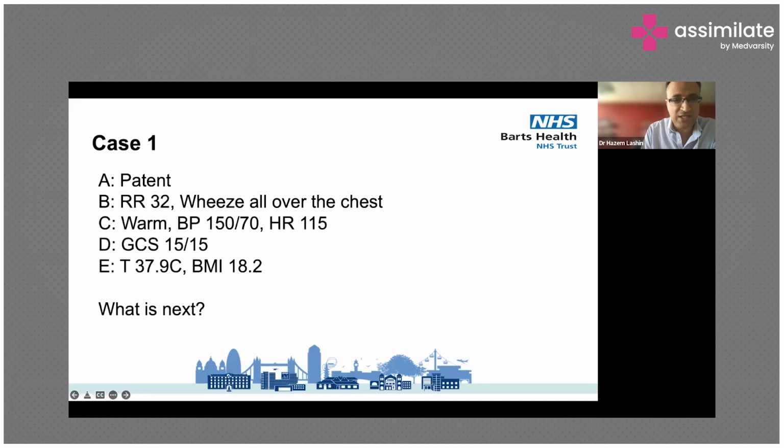So obviously this patient is unwell. The main problem here seems to be that he's tachypneic and wheezy with a highish temperature and a low BMI. So let's see what we've got next.